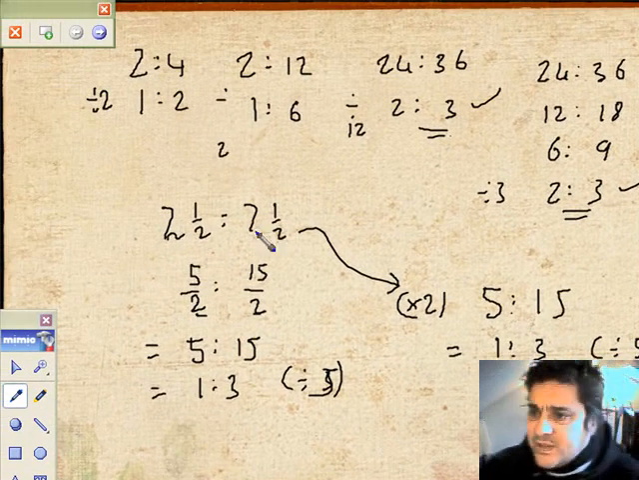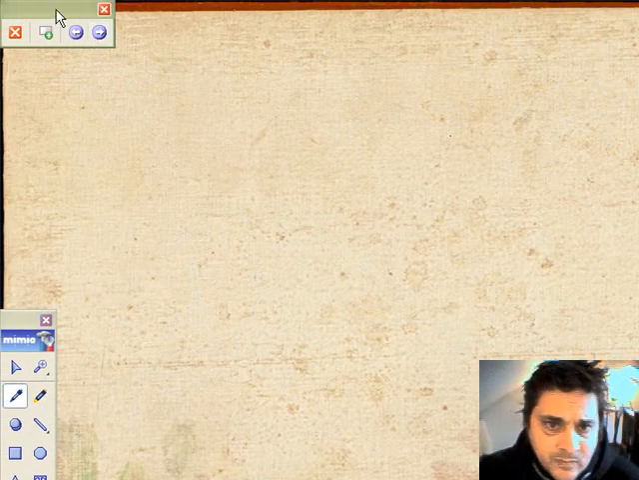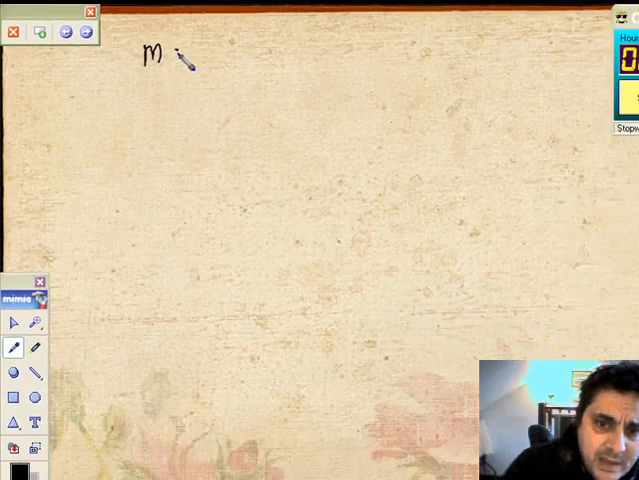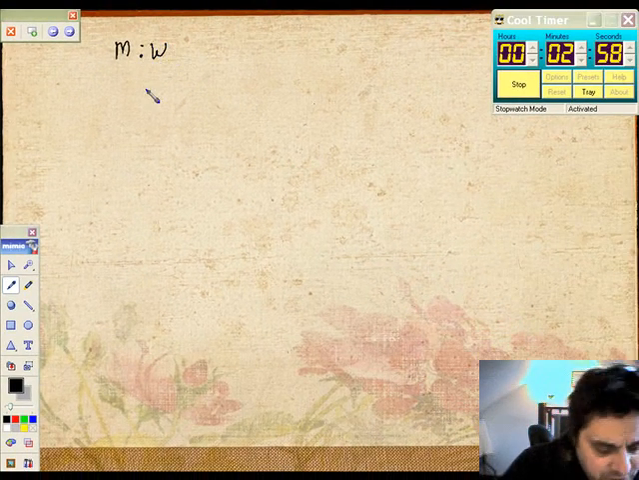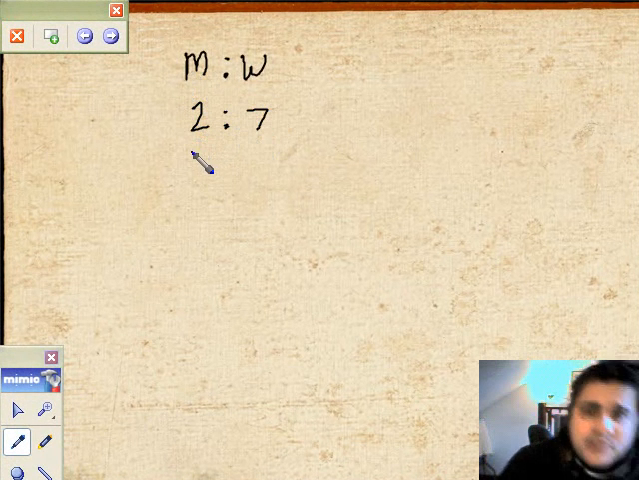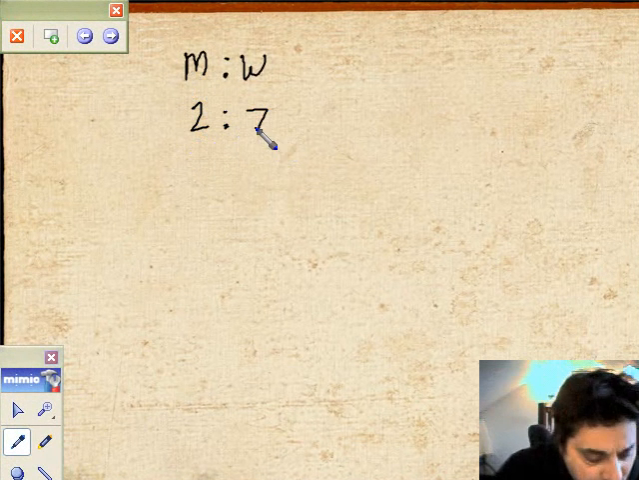Question 5. I'll just turn over for this one. A real ratio question now. It says here, a book reading group has men and women, so straight away I want to go men to women. It's a ratio question, and the ratio is 2 to 7. Please note, 2 lots of men for every 7 lots of women. Obviously a lot more women there.